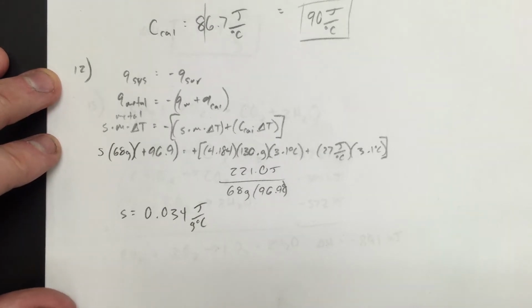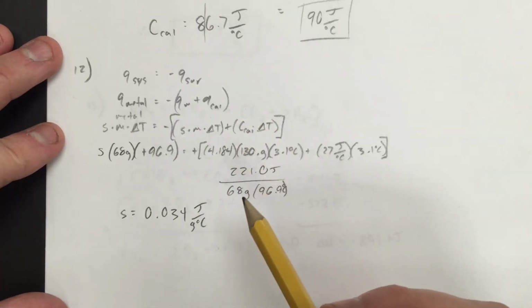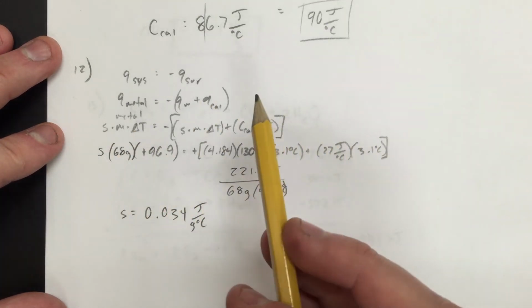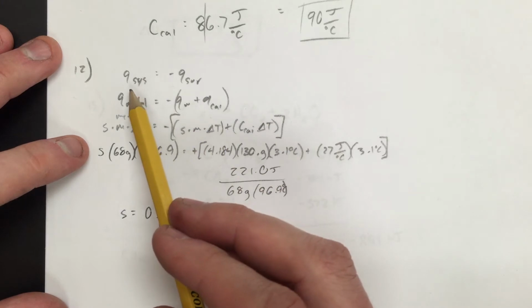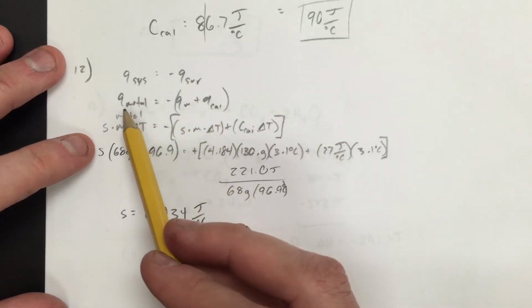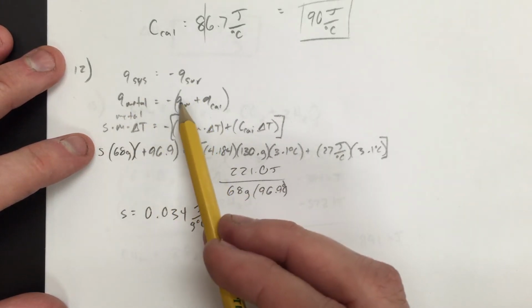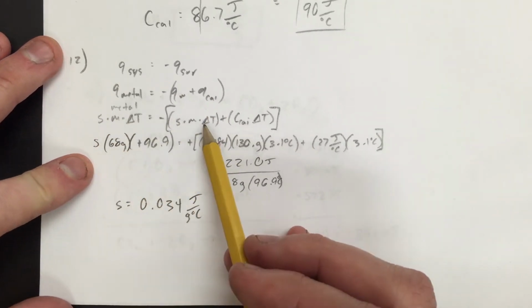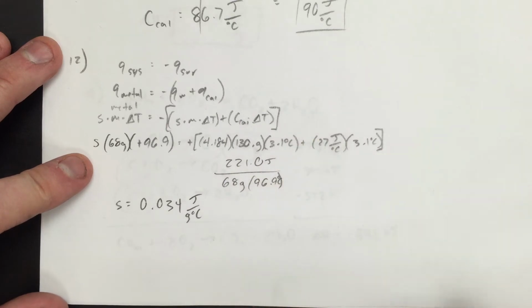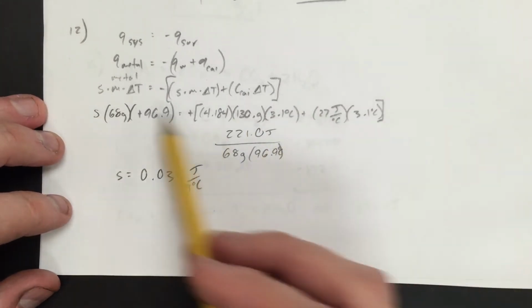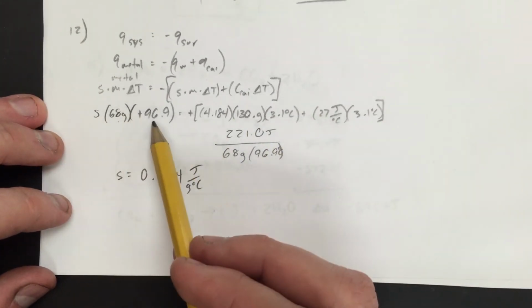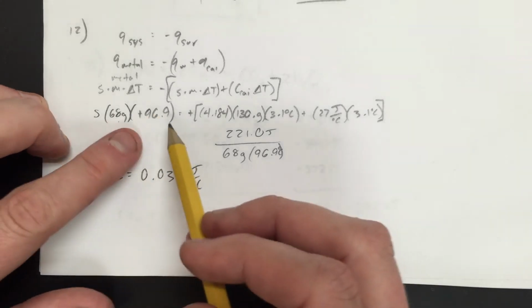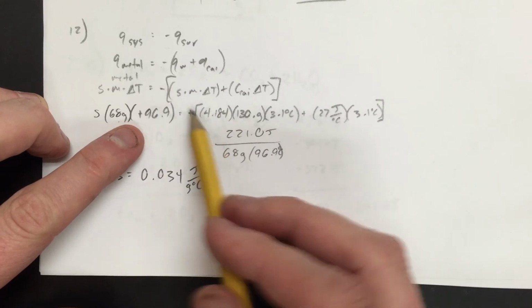Number 12 says, I place hot metal into a calorimeter. It has this heat capacity. So again, we got Q for the system equals negative Q for the surroundings. Q for the metal, again, is equal to negative Q for the water plus Q for the calorimeter. So SmΔT for the metal is equal to negative SmΔT for the water plus CΔT for the calorimeter. This time we know everything except for S for the metal. So we got 68 grams. We got 96.9 degrees C. Oh, sorry, that should be negative, but I canceled out the negative for both sides.